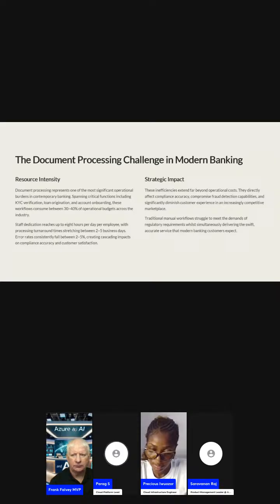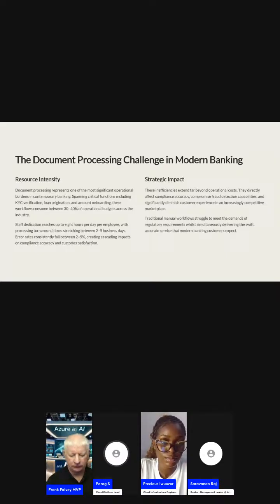Usually, it takes around 30 to 40% of operational budgets across the industry. You need dedicated staff just doing that over and over again, going over all those documents to make sure they are at appropriate accuracy. But again, with human nature, there is always a chance of some errors. So usually the error rates in this case will be around 2 to 5%, and that can have cascading impacts on compliance accuracy, customer satisfaction, etc.